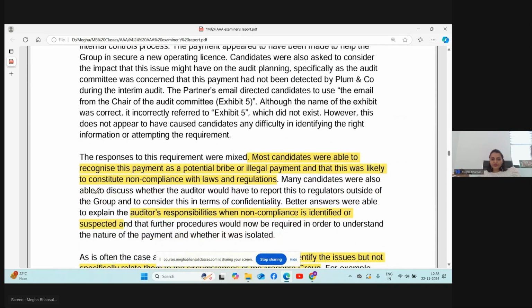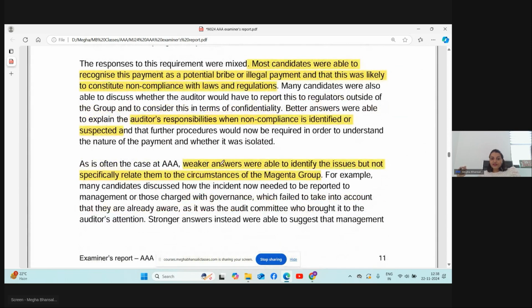Since most candidates were able to recognize this payment as a potential bribe or illegal payment, and that this was likely to constitute non-compliance with law and regulation. Auditor's responsibility when non-compliance is identified or suspected, so we had to talk about this. Weaker answers were able to identify the issue but not specifically relate them to the circumstances of the Magneta group. So they said everyone could identify the issue, but they were not able to elaborate.